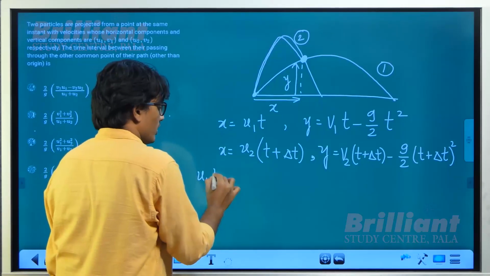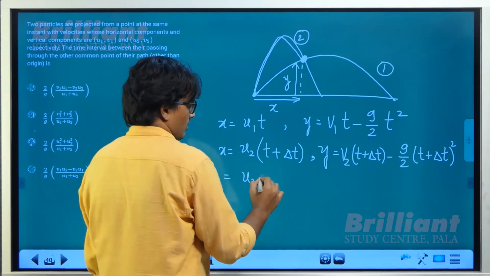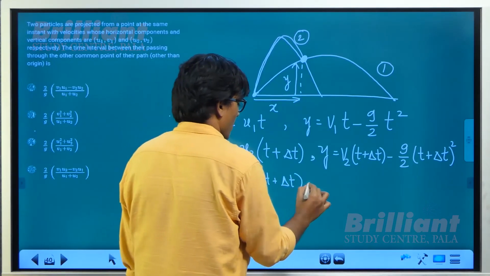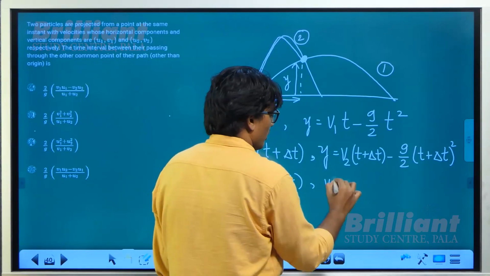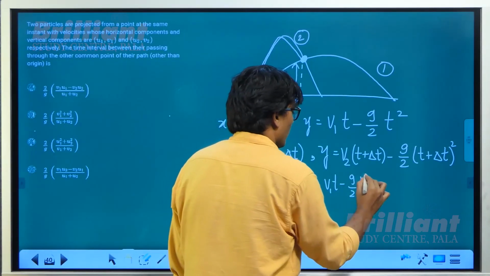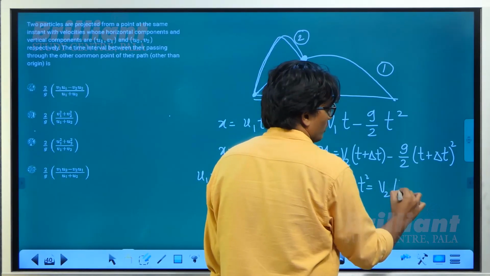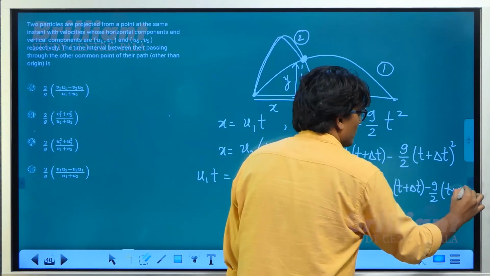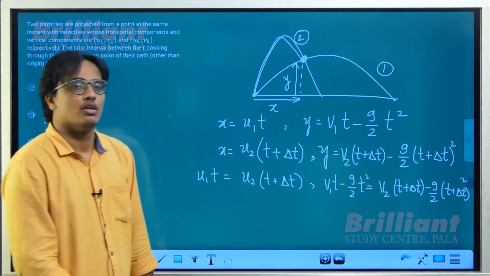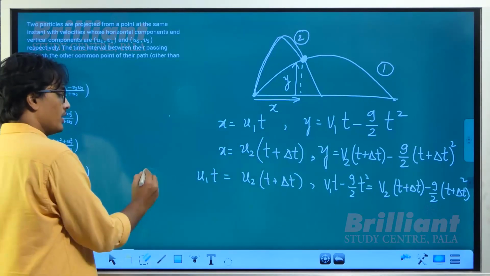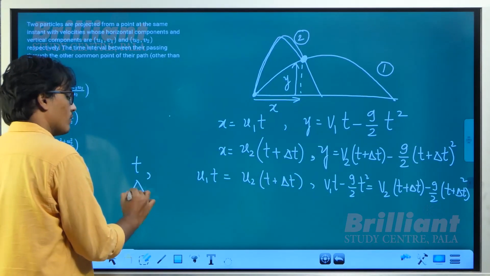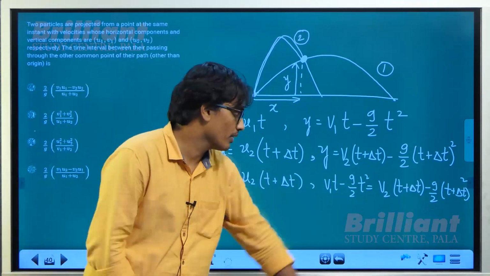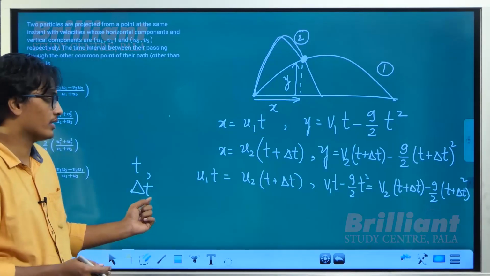So you have u1 into t is equal to u2 into (t plus delta t). Similarly here, v1 t minus g by 2 t square is equal to v2 into (t plus delta t) minus g by 2 into (t plus delta t) whole square. If you look at this, we have two unknowns, t and delta t. We know u1, u2, v1, v2. We know g.